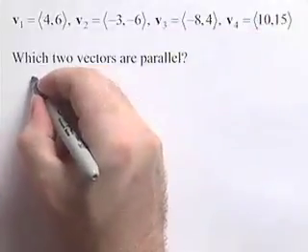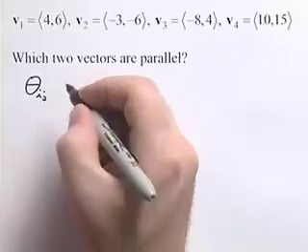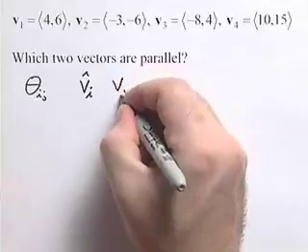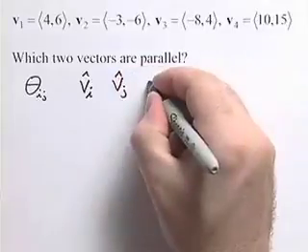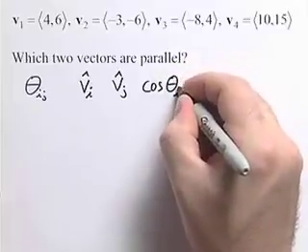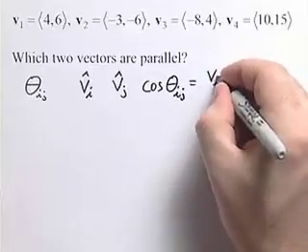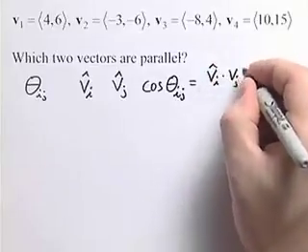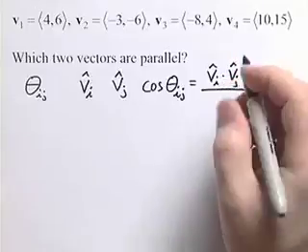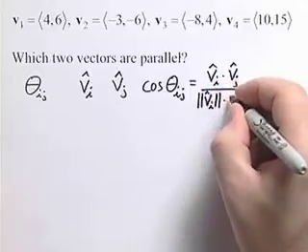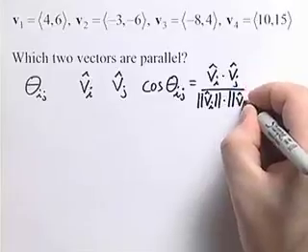Here we're given a set of vectors, and we're asked to determine which of the two vectors are parallel. We need to recall that if we have an angle theta sub ij, the angle between vectors v sub i and v sub j, then the cosine of theta ij is equal to the dot product of vector i and vector j divided by the magnitude of vector i times the magnitude of vector j.